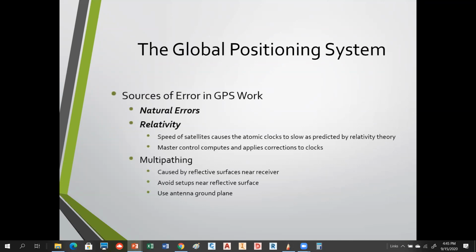This is a pretty interesting one. People don't even think about this, but natural error due to relativity has to do with what Einstein was dealing with in the general and special theories of relativity. The speed of the satellites causes the atomic clocks to slow. That's predicted by relativity, so it's an error associated with speed, velocity. Master controls can compute and correct those clocks based on that. Without tracking, that would be very important.